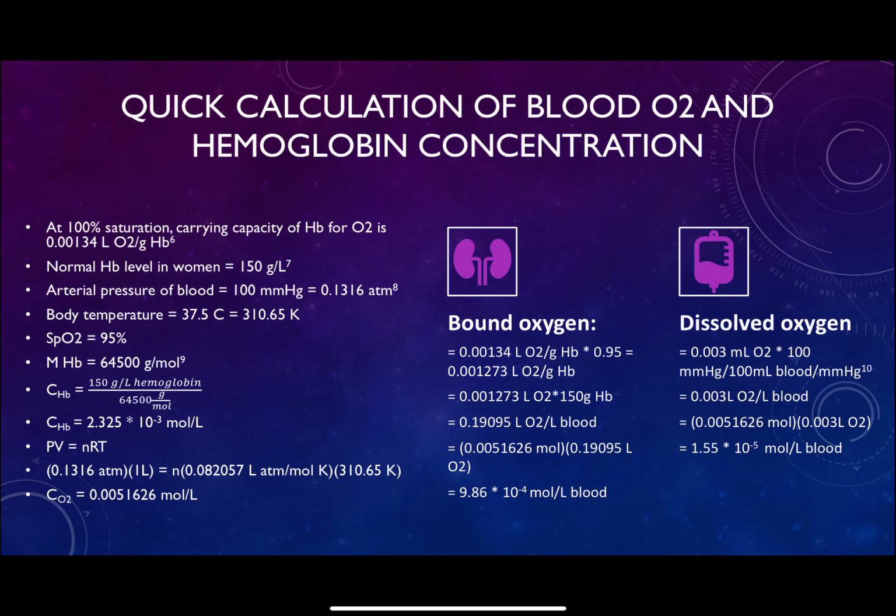Okay, so what I did here is I just did a quick calculation of blood O2 and hemoglobin concentrations to find the actual concentrations that we can use to find the Kc for the reaction. So what I did is found the bound oxygen, aka oxyhemoglobin, the dissolved oxygen, aka the oxygen gas that's floating around, and the hemoglobin concentrations so that we can use them to calculate our Kc.